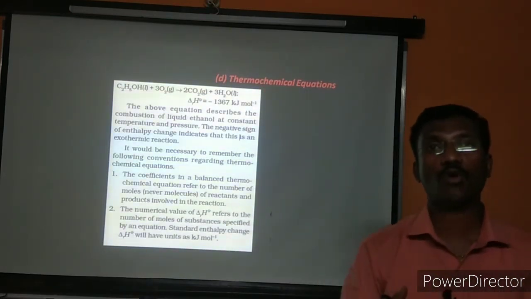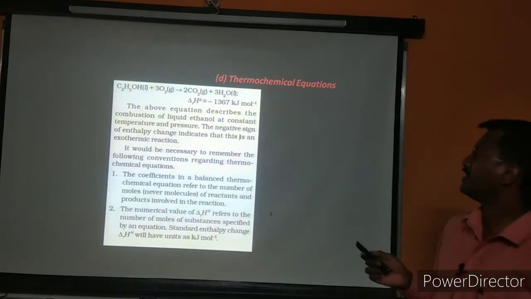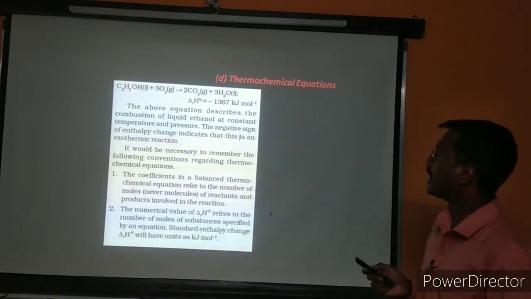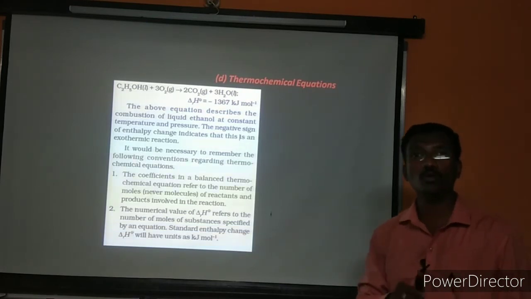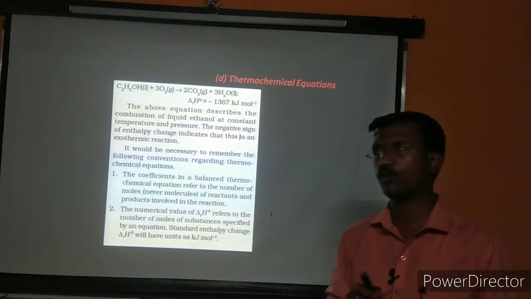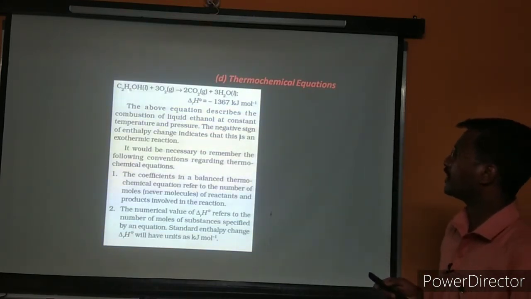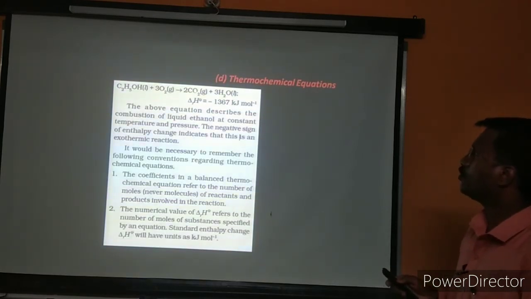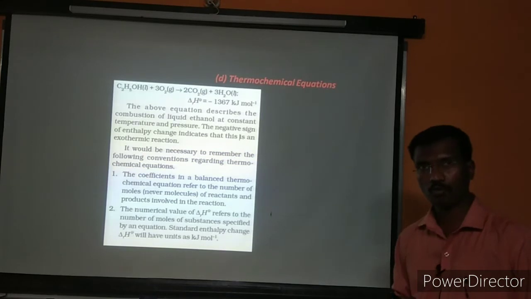How much heat is evolved or released in this reaction can be calculated only on the basis of moles, not on the basis of molecules. Here, 1 mole of ethanol reacts with 3 moles of oxygen to give 2 moles of carbon dioxide and 3 moles of water molecules.